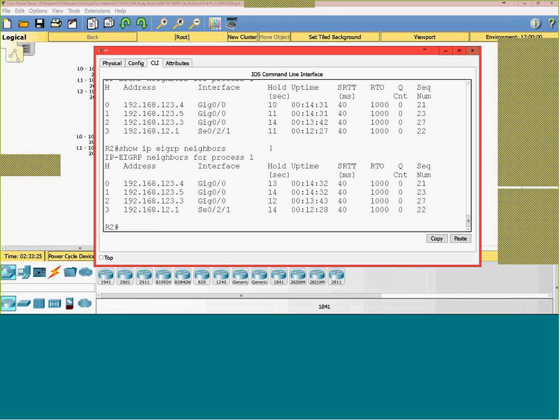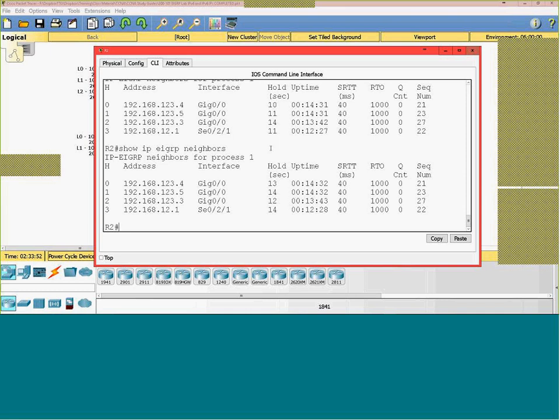Well, guess what's happening? Remember, our update timer is 5 seconds, and our hold timer max is 15 seconds. All right? So we should never really see the timer go below 10 seconds because we're getting an update every 5 seconds. And that's what you're seeing as you refresh that screen.